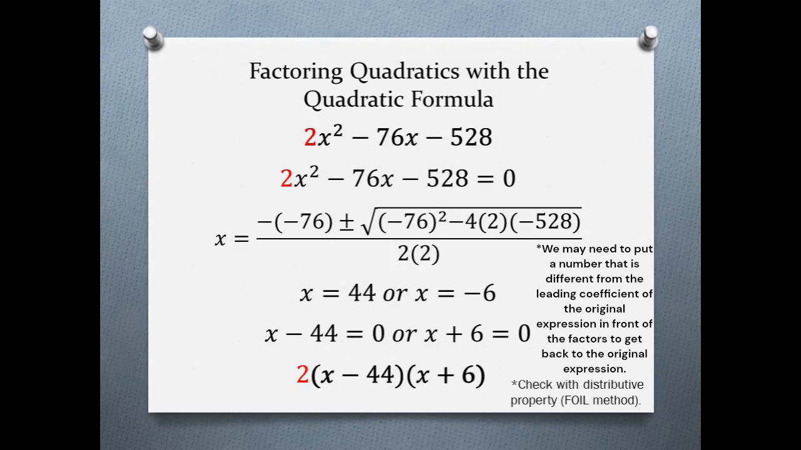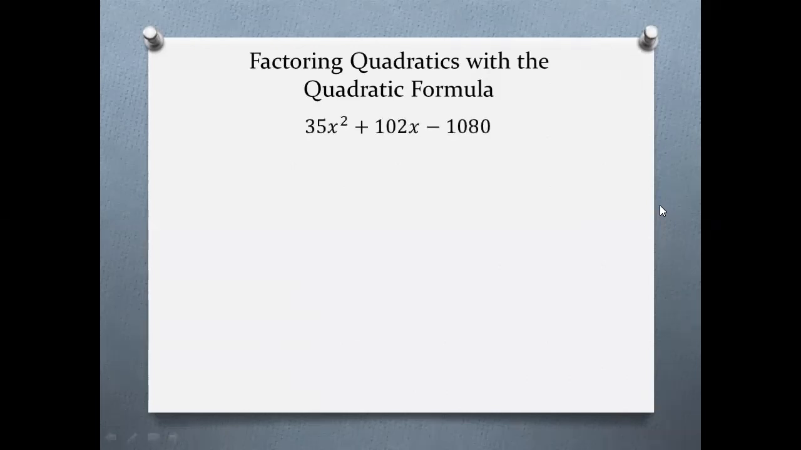Now, in some cases, the number that we need to put in front of the factors to get back to the original expression is not the same as the leading coefficient of the original expression. In those cases, we would need to find the appropriate number that we would multiply to the resulting factors to make sure that we get back to the original expression. Now, for this particular example, feel free to pause the video and try it on your own.